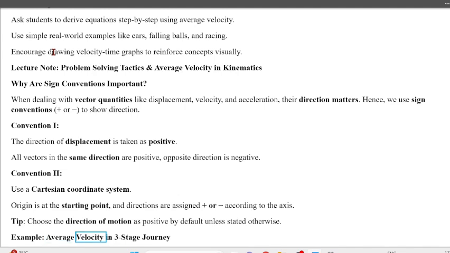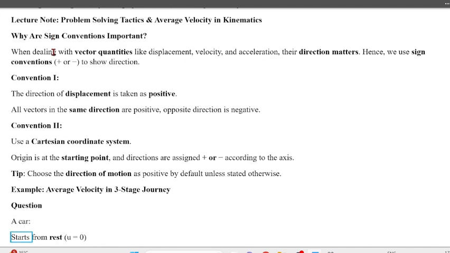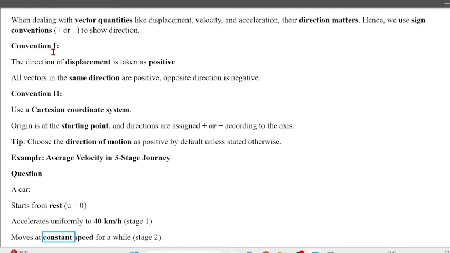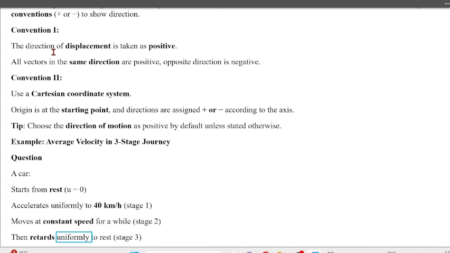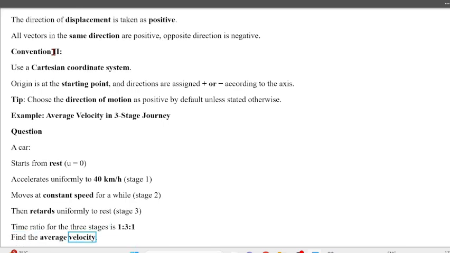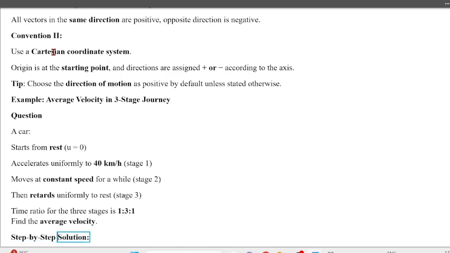Example: average velocity in a 3-stage journey. Question: a car starts from rest, u is equal to 0, and accelerates uniformly to 40 km per hour, stage 1. It moves at constant speed for a while, stage 2, then retards uniformly to rest, stage 3. The time ratio for the 3 stages is 1:3:1. Find the average velocity. Step-by-step solution.